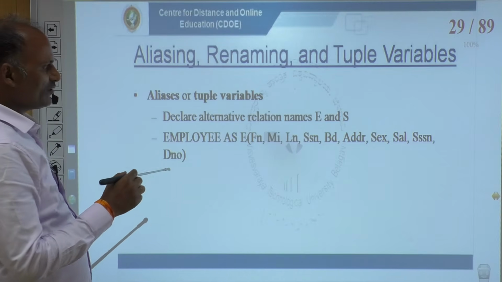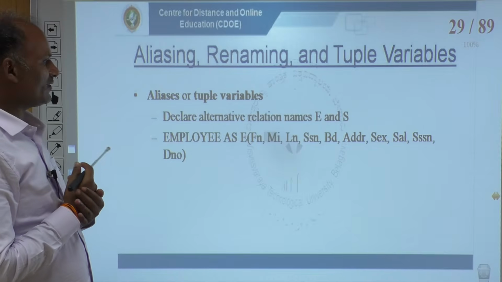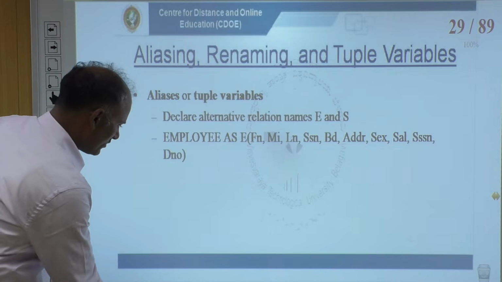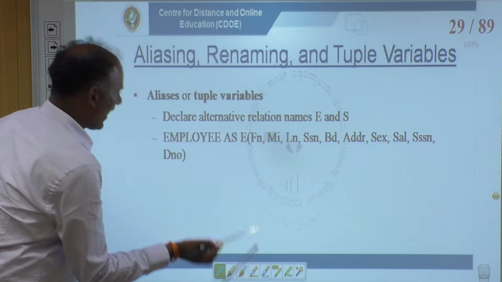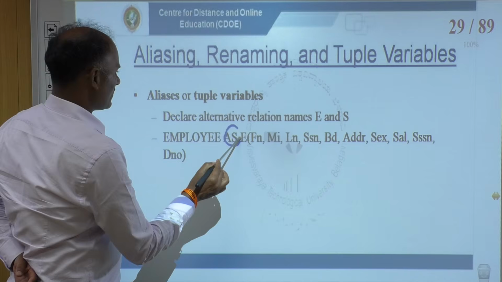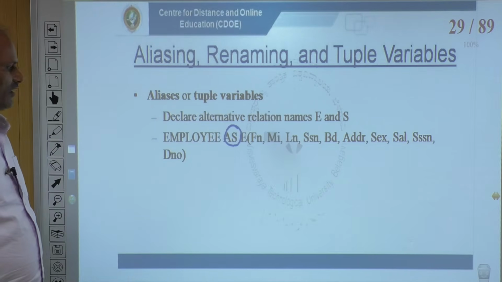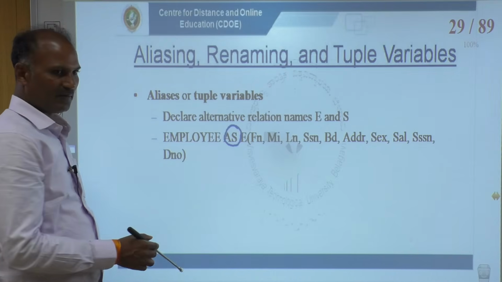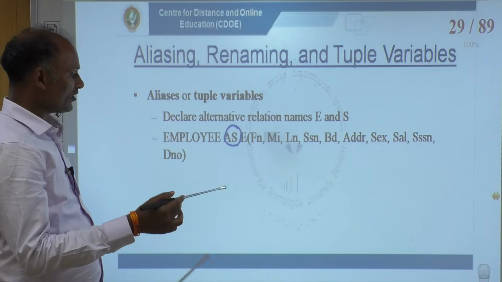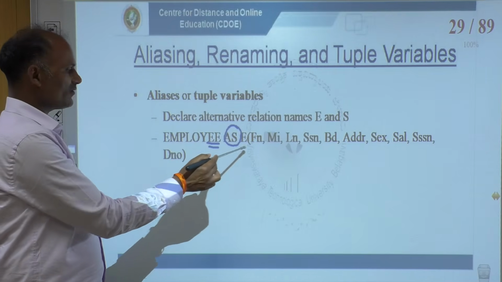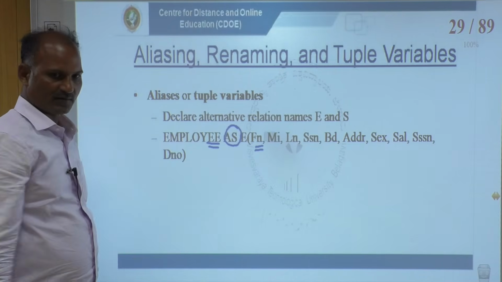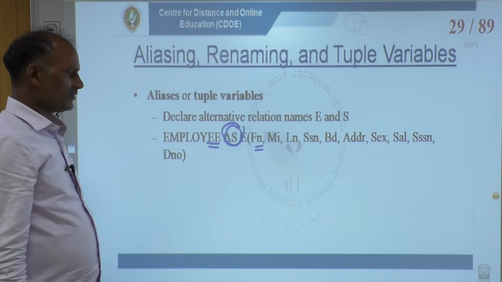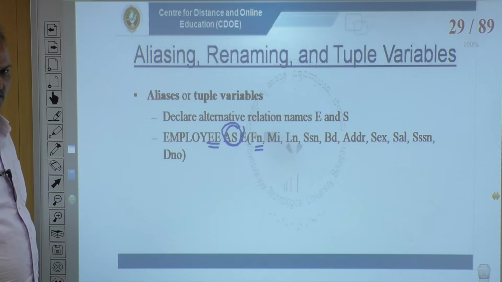Whenever you want to display the data with aliasing, you can use a keyword called AS. AS is a keyword that is used for giving a different, alternate name to the table as well as to the field. This keyword is used for aliasing.